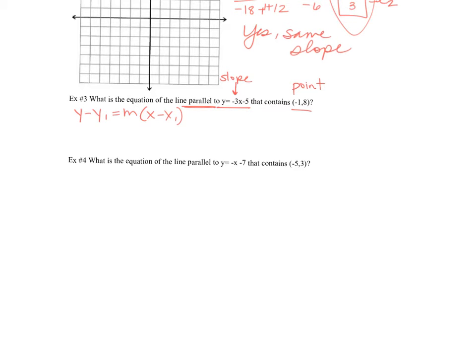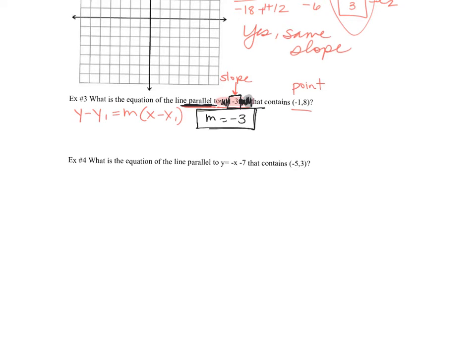Okay, the way we do that is we are going to look at this equation, but the only thing we care about in this whole equation is whatever comes right in front of the x, because that is our slope. We don't care about the -5, we don't care about the x, we don't care about the y equals. So the slope is -3, okay? And if it's parallel, it's going to have the same slope.